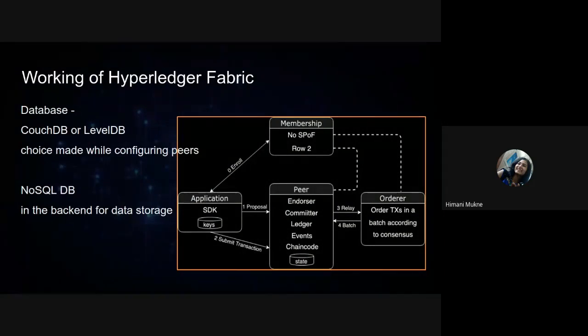So what happens here is, through the SDK, the client sends a transaction request to one of the peers. The peer it first sends it to is the endorsing peer. The endorsing peer is responsible for checking if the transaction is valid or not. So it has to have the chain code, that is the smart contract in case of Hyperledger Fabric, wherein it checks the validity of the transaction.